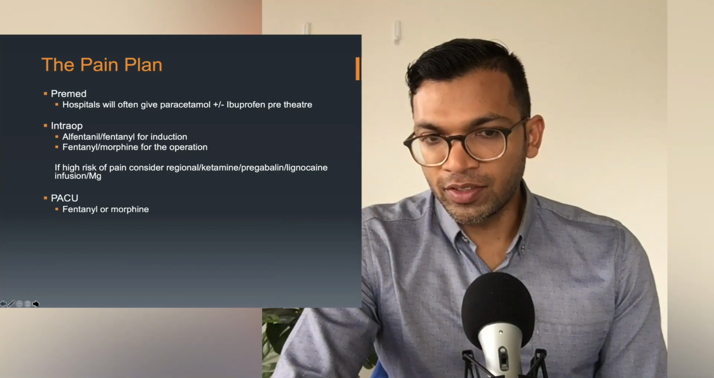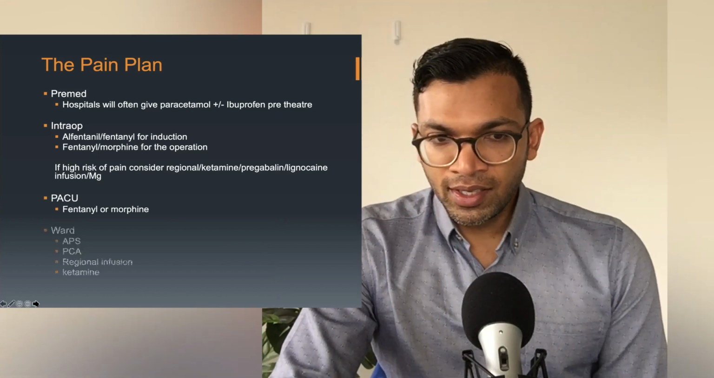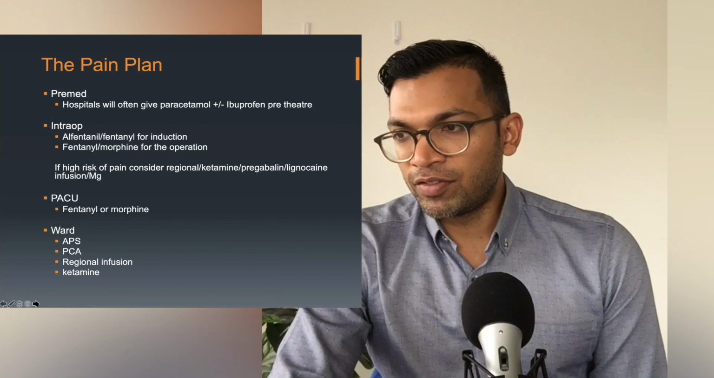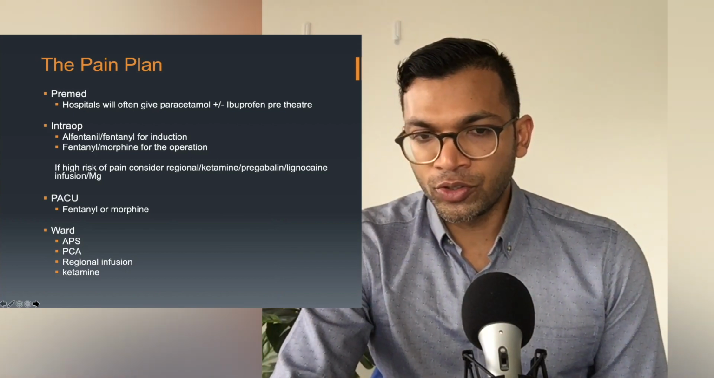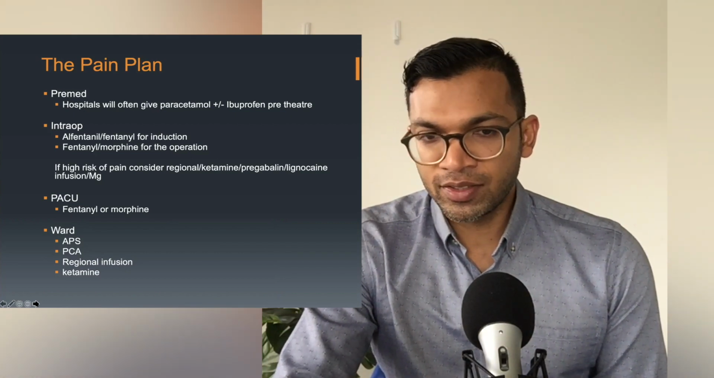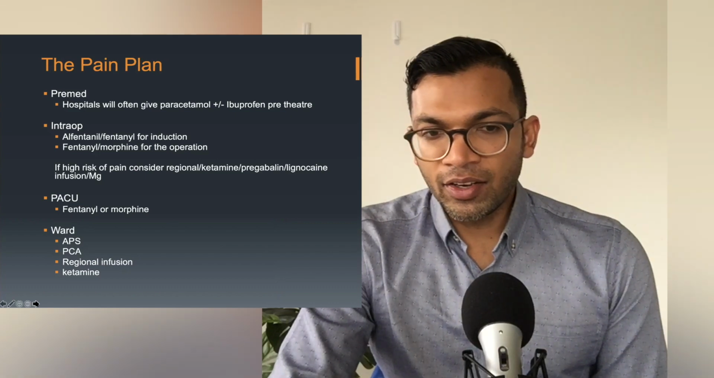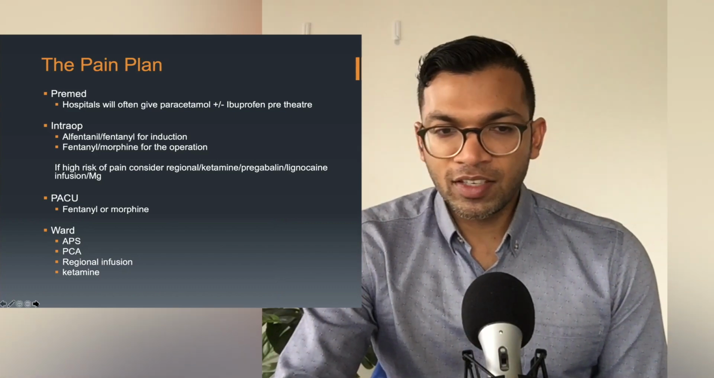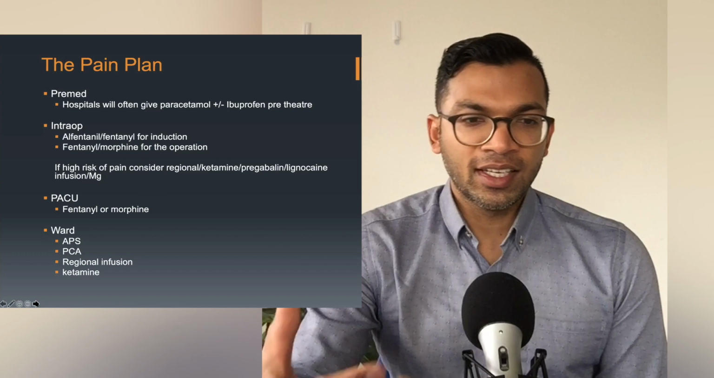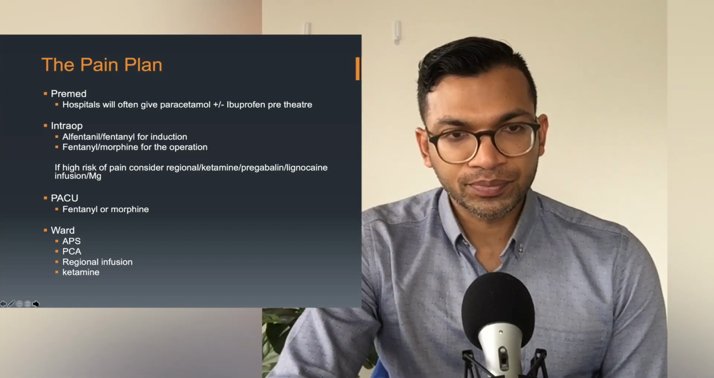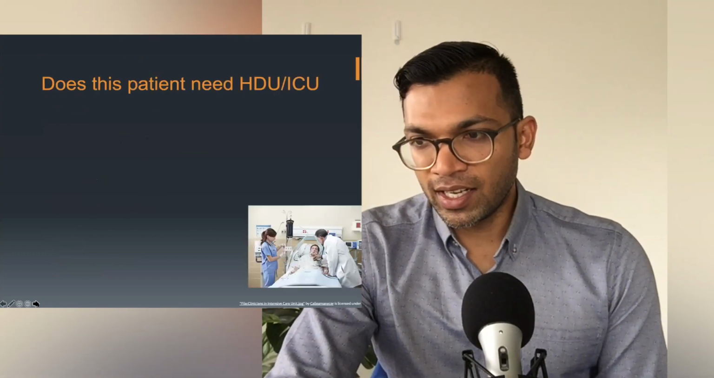In PACU, there's often fentanyl or morphine protocols, roughly 20 mics every 5 minutes to a total of 100, or 2 milligrams of morphine every 5 minutes to a total of 10. And then on the ward, do you want the acute pain service, a PCA for the patient, regional infusions, or ketamine? And finally, does the patient need a HDU ICU?